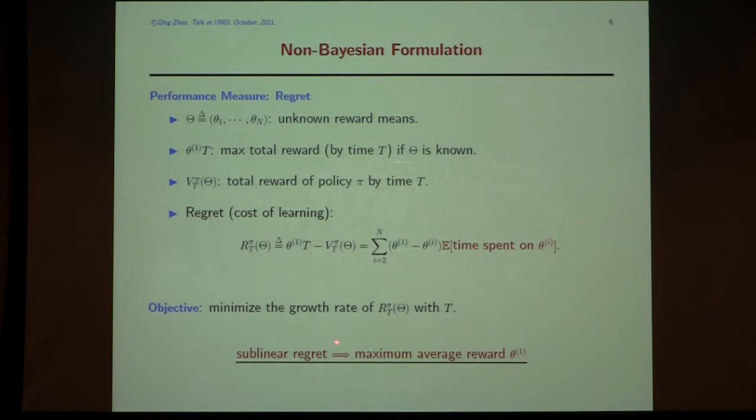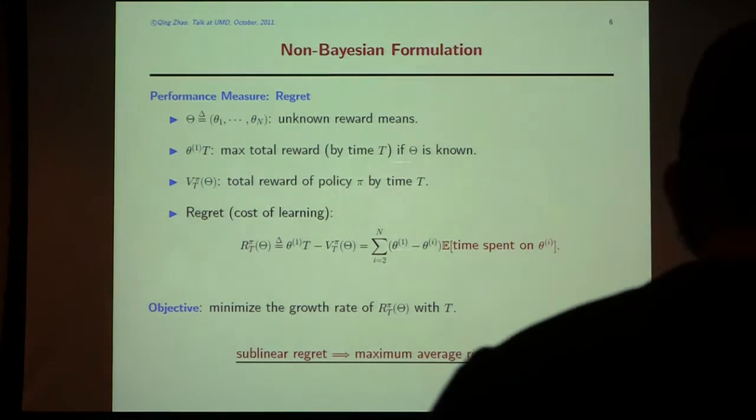And we can see any sublinear regret. If the regret is growing with time t at a sublinear rate, then we can achieve the maximum average reward defined by the best arm, theta 1. This is the best average reward we can get even when we know the model. So this is the best average performance we can get.